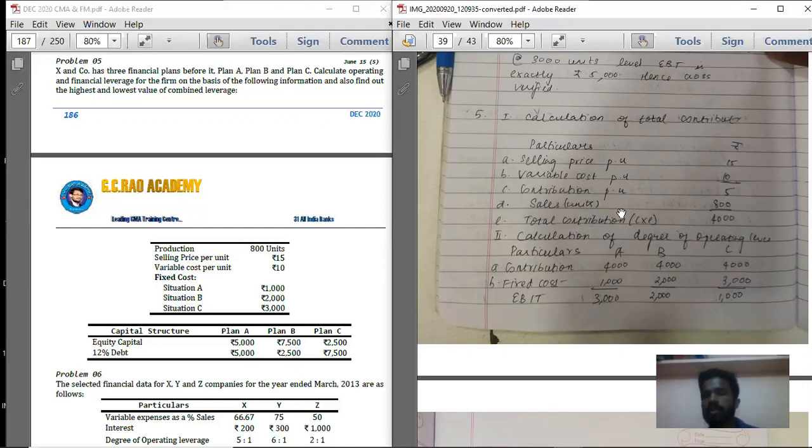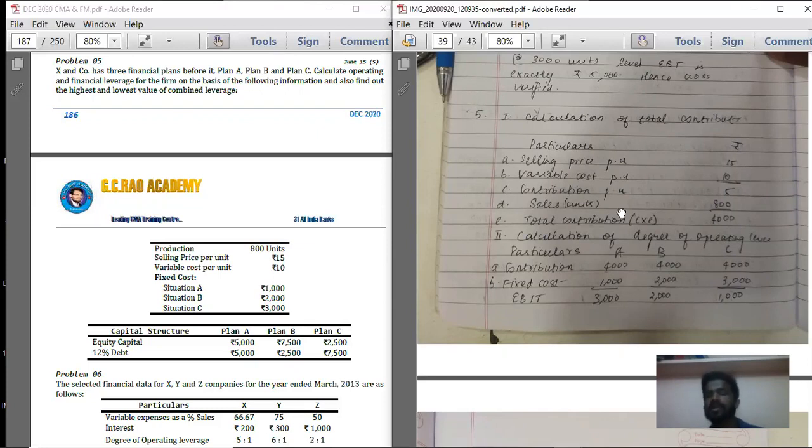Draw a 2 column table: first column particulars, second column amount. Below that, small a, selling price per unit, amount column rupees 15. Below that, small b, variable cost per unit, rupees 10. So total it: 15 minus 10 will get 5. Below that, small c, contribution per unit, amount column rupees 5.